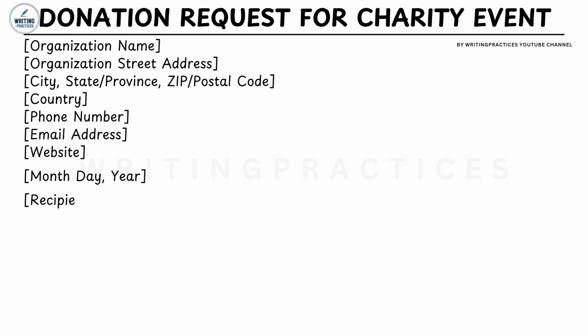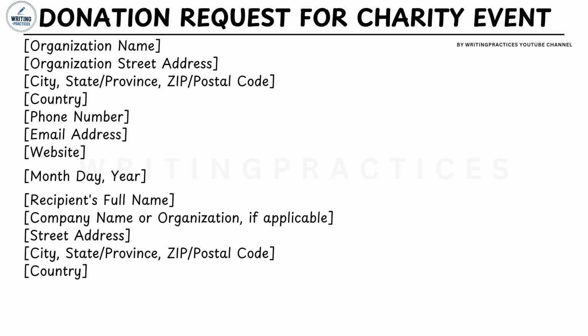Recipient information. Next, write the recipient's information. For example, Ms. Olivia Carter, Carter Business Group, 890 Market Street, Denver, CO 80203, United States. This section ensures the letter is addressed to the correct individual or organization. Personalizing your request demonstrates professionalism and shows that you value the recipient's potential support.